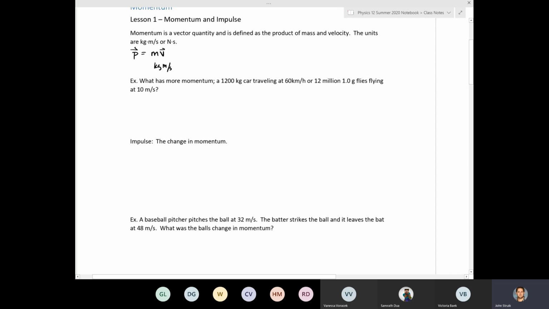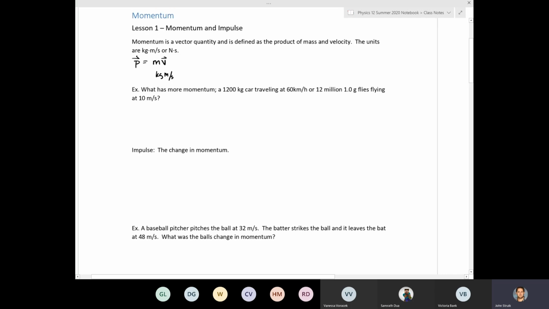So let's just look at an example. We have a 1,200 kilogram car traveling at 60 kilometers an hour and 12 million flies flying at 10 meters per second. If you want to compare these two, they have to be in the same units. So we have kilograms and grams, and we have kilometers an hour and meters per second. Let's change this 60 to meters per second by dividing by 3.6. So this is 16.67. And then we'll change this to kilograms eventually as well.